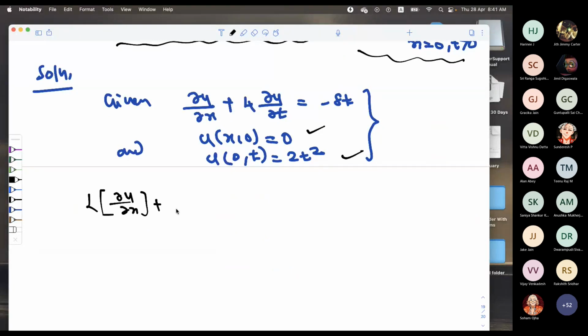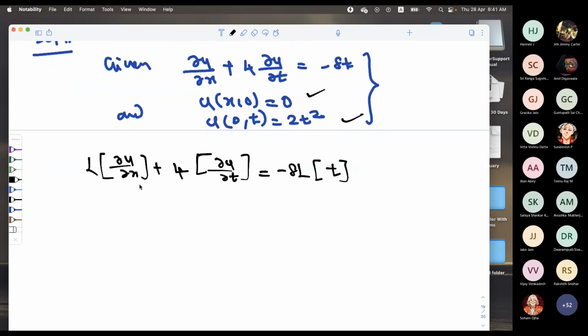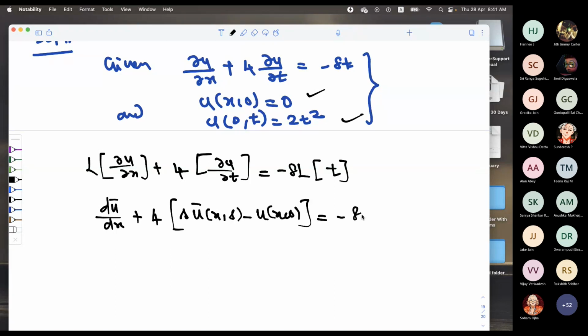Clear, sir. Okay, plus 4 times ∂u/∂t equals the Laplace transform of minus 8 into t. So what about this with respect to x? It's du/dx, right? With respect to t it means s into u bar of x comma s minus u of x comma 0, minus 8 times L of t, which means 1 by s square. Am I right?